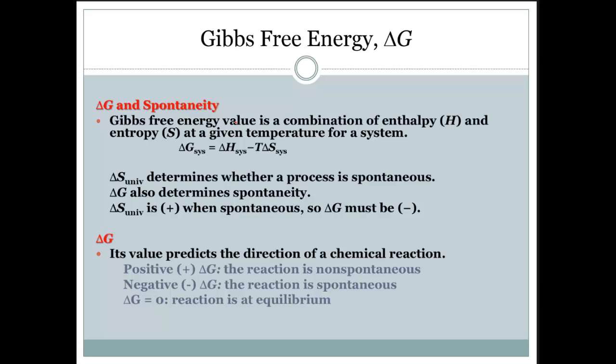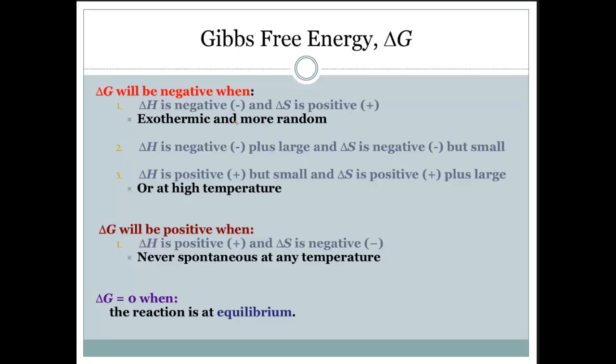Its value predicts the direction of the chemical reaction. If it's positive, it's non-spontaneous. If it's negative, it is spontaneous. And if it's 0, it's at equilibrium. So let's look at the possibilities of what can happen at different signs. Remember, delta G is equal to delta H minus T delta S.